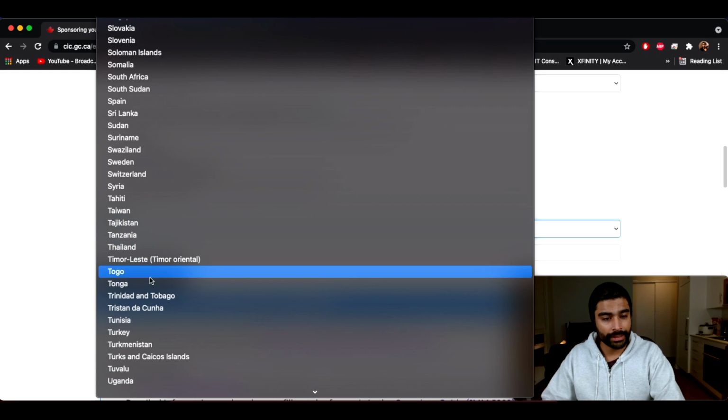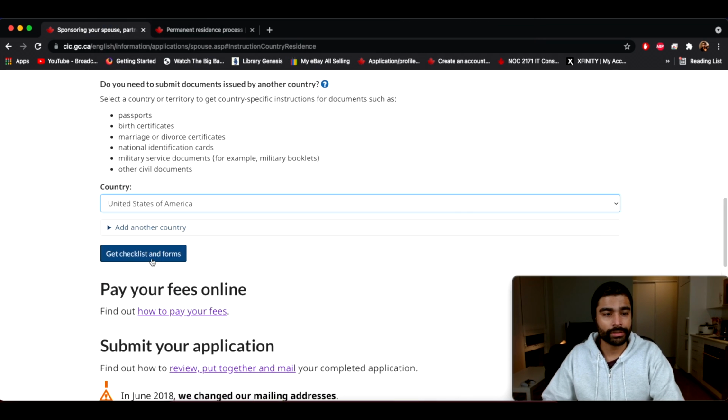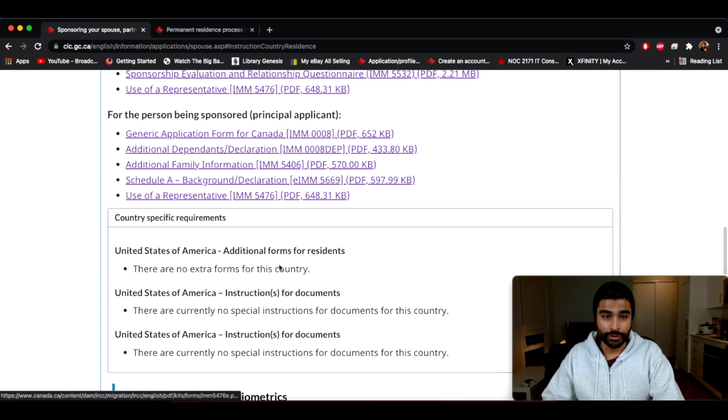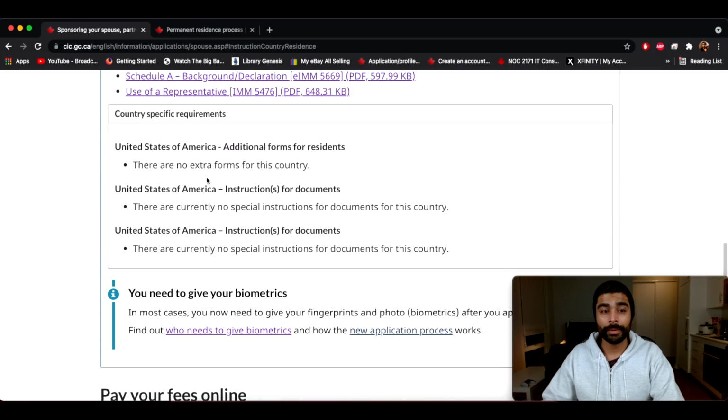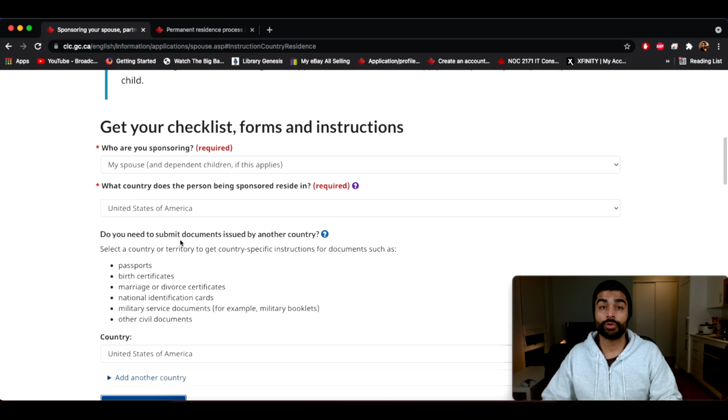So you'll select United States here and you are going to click on Get Checklist. So all the other forms remain the same, but you don't have any 5562 requirement. You don't even have the requirement for identity documents or birth certificates in this situation. All right. So that is why always refer to this page based on your country of residence and country of nationality. Your requirement for 5562 will be determined.